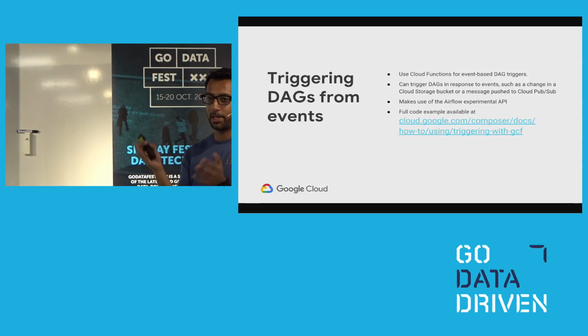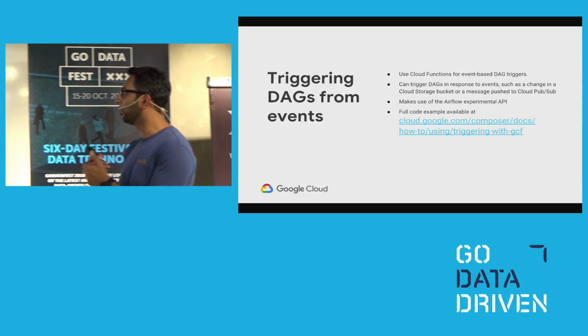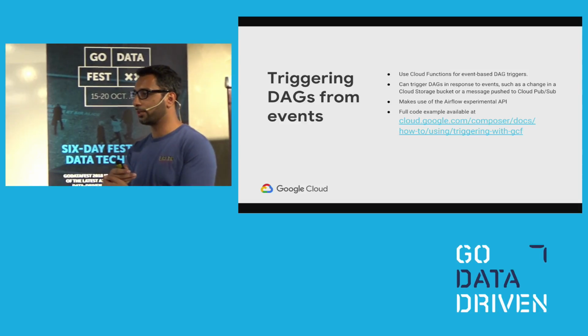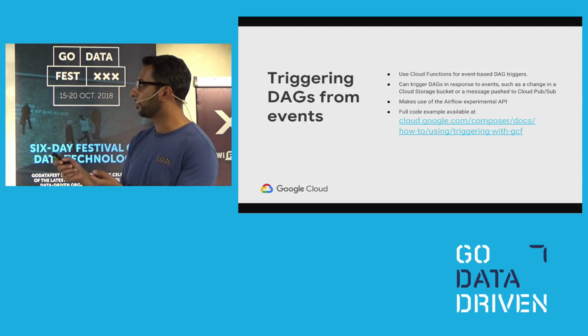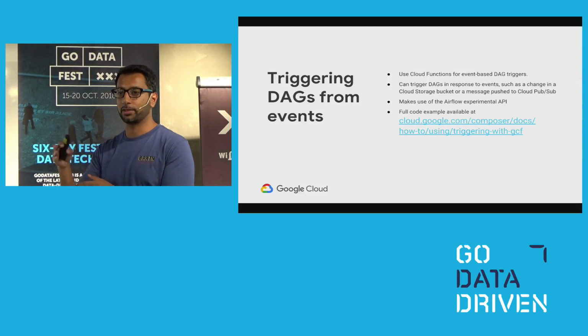So for example, if a message comes into PubSub, which is our global messaging service, or if you have a file dropping into Google Cloud Storage, that could trigger a cloud function, and within that cloud function you could then call the Airflow API to schedule the job.